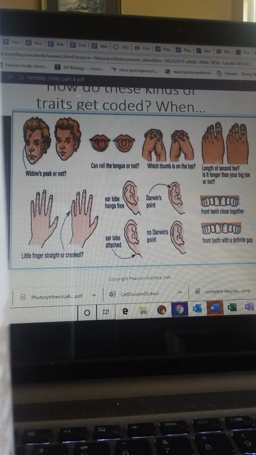How do those things get coded in the cell is what we need to focus on. What is this coding that happens? When does it happen? So first we're going to do the when.